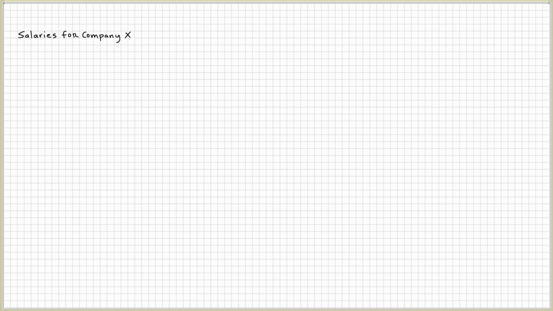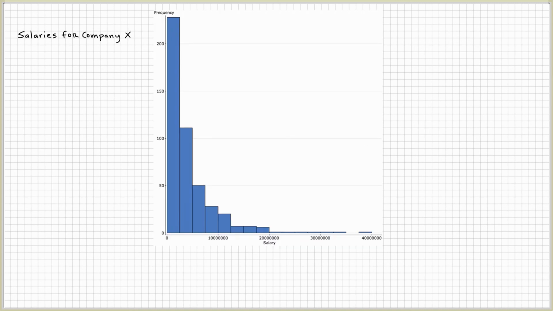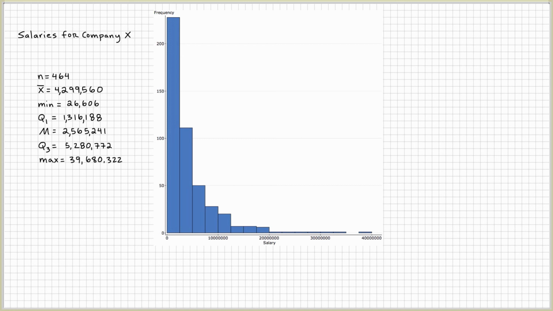Now, what's the box plot used for? Well, here's one example. Let's say you have some salaries, right? And this is a skewed distribution. And here's the following data. You have 464 points. The mean is about 4.2 million. You have a minimum of 26,000 approximately, and a max of 40 million. So that's a big spread. Usually salaries have that right skewed distribution.